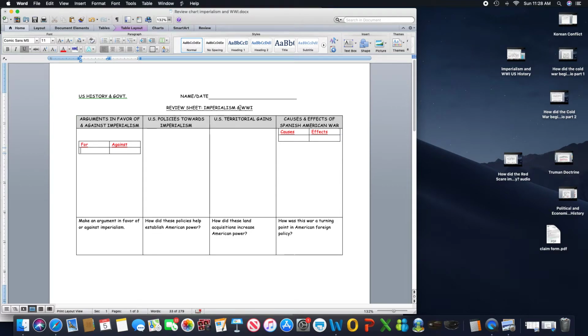We're going to be going over the review sheet on imperialism in World War I. And we start our first column, arguments in favor of and against imperialism.